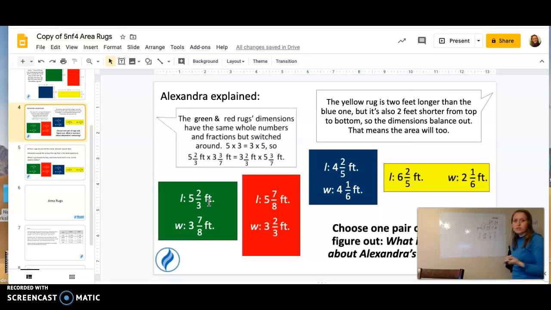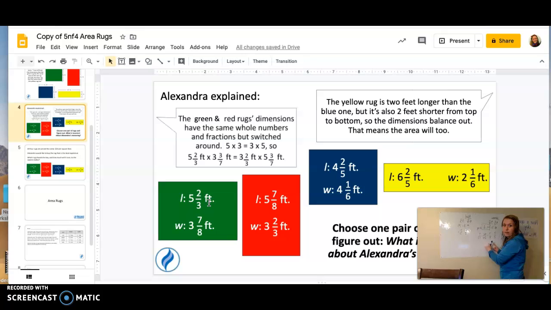So now I'm going to find the area of the red rug. And that's 5 7/8 times 3 2/3. If I do the same thing, 5 times 3 equals 15. 7/8 times 2/3. Well, I just did that right here.